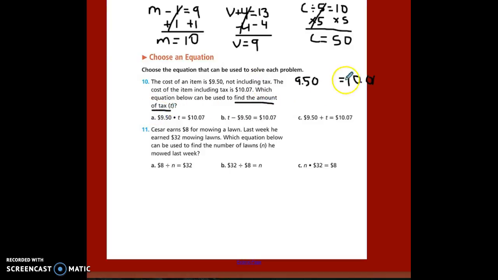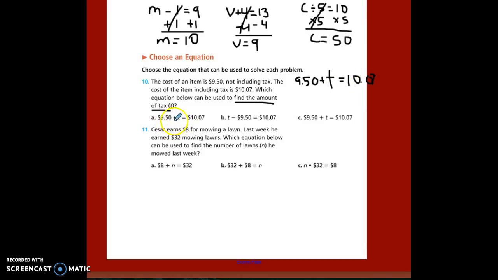So I'm going to have to take my total, and I know I'm going to have to add on that tax. And I don't know what it is, which is great because then I'll just use that T that they told me to use, equals $10. Oh, I wrote 1, but it should be $10.07. So let's go ahead and see if any of my equations match this.